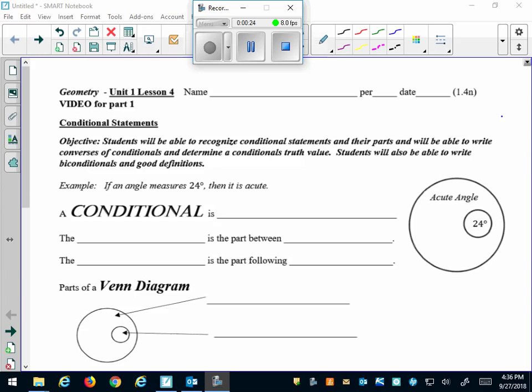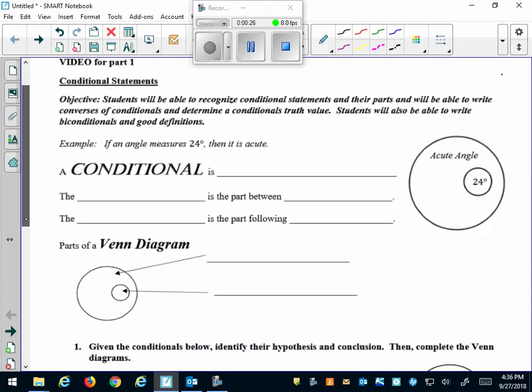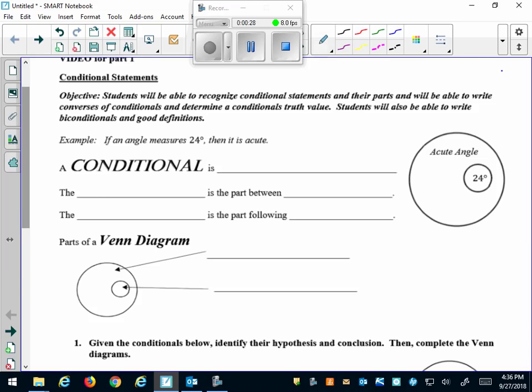So let's first start talking about what is a conditional statement. A conditional is an if-then statement. Anything that's written in the form if something, then something else, right? So if an angle measures 24 degrees, then it is acute. That is a conditional statement.